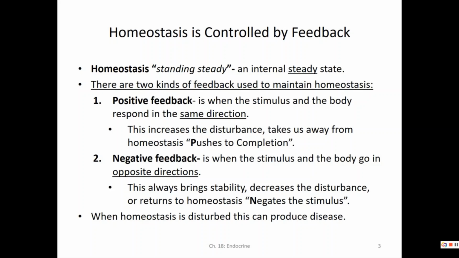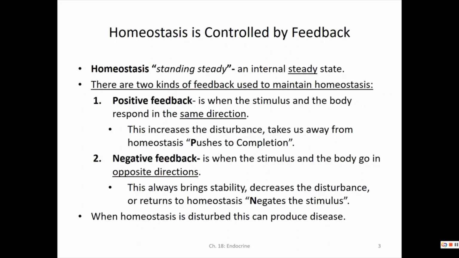Now, in negative feedback, what you're going to see is, of course, the stimulus and body response go in opposite directions. This brings us back to stability. This decreases your disturbance, negates the stimulus. So if blood pressure goes up, the body releases some hormones to lower the blood pressure back to normal. Or if the blood pressure were to drop too low, the body could release some hormones or do some neural stimulation, get the autonomic nervous system, sympathetic nervous system involved to get the heart rate up, things like that, to get the blood pressure up. So we will see that negative feedback negates the stimulus, whereas positive feedback pushes to completion.